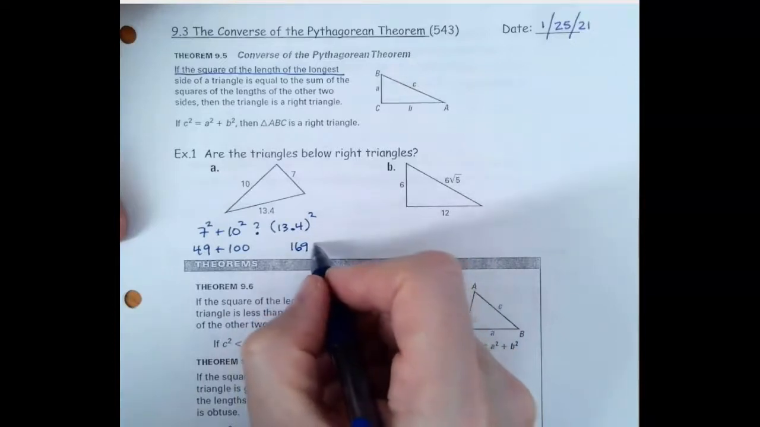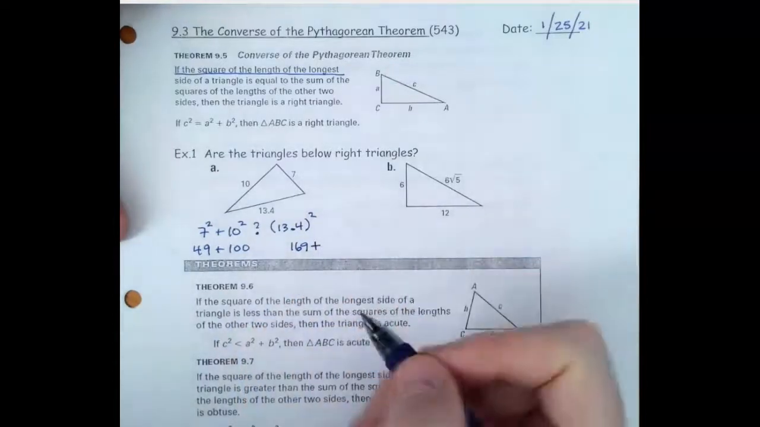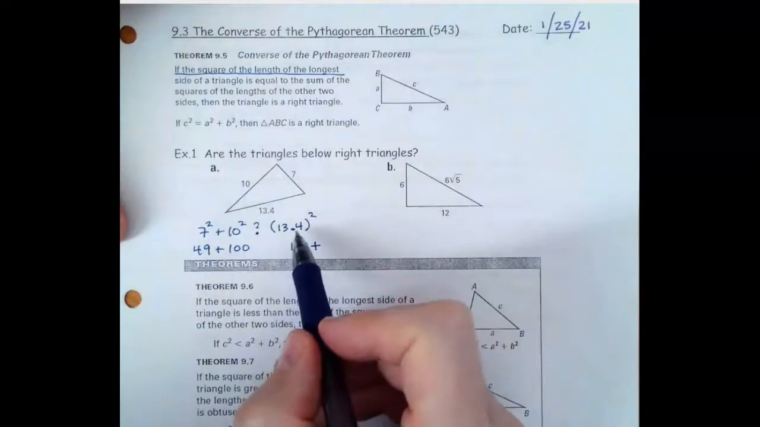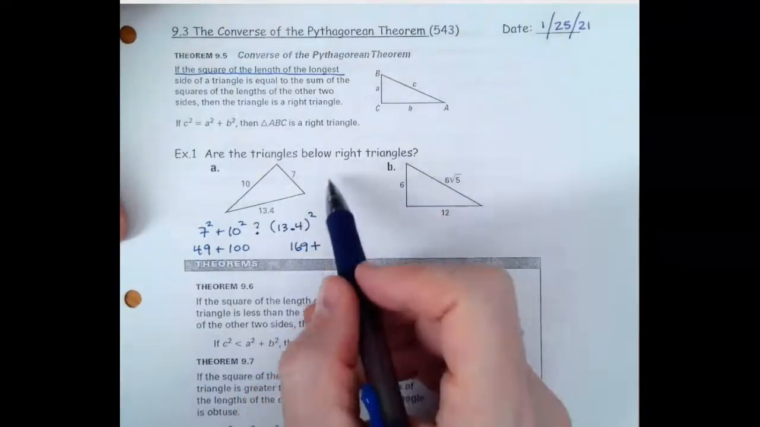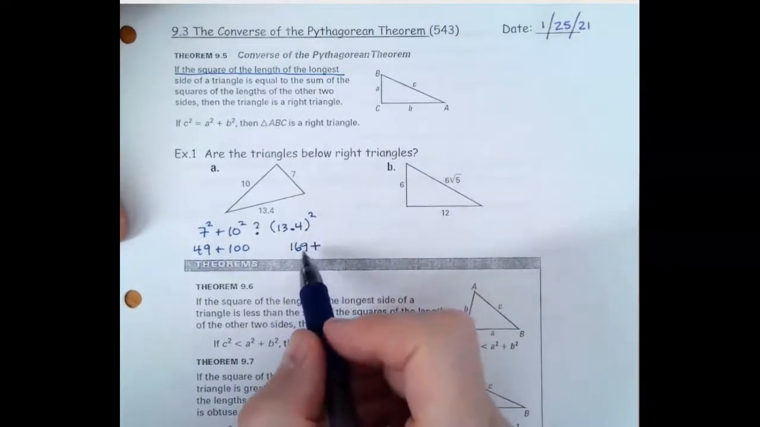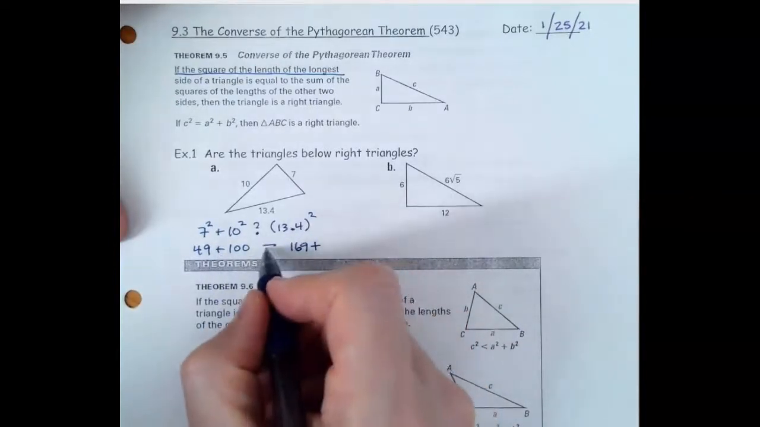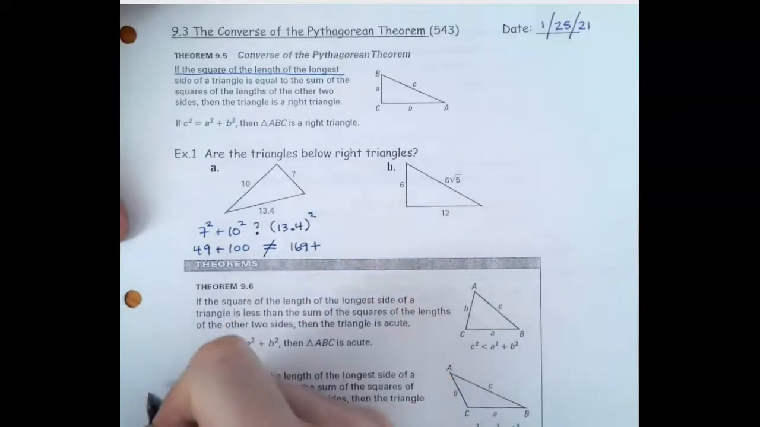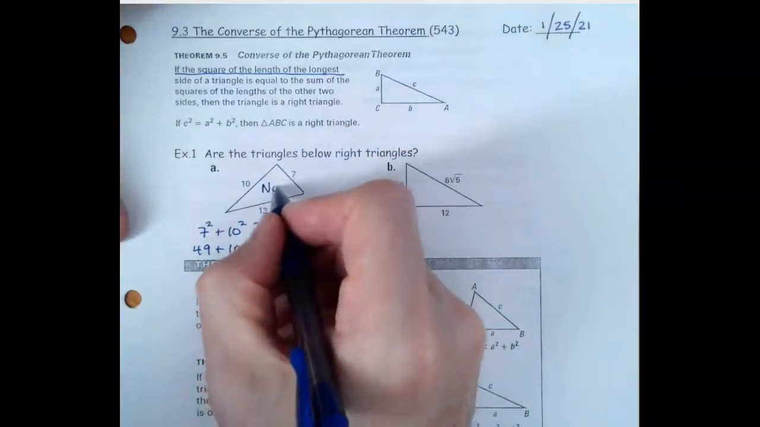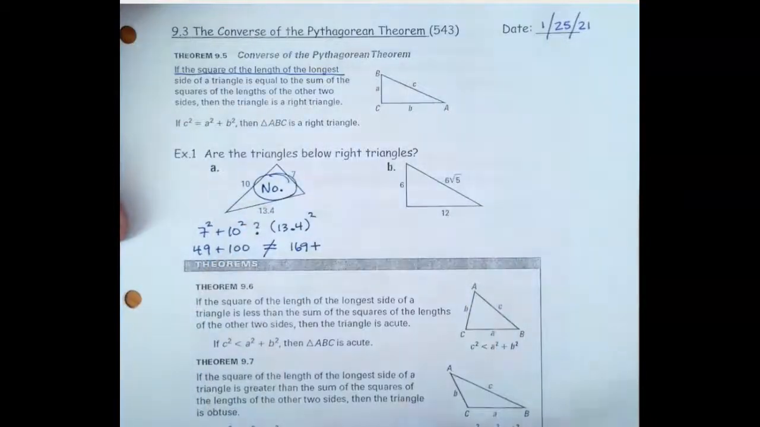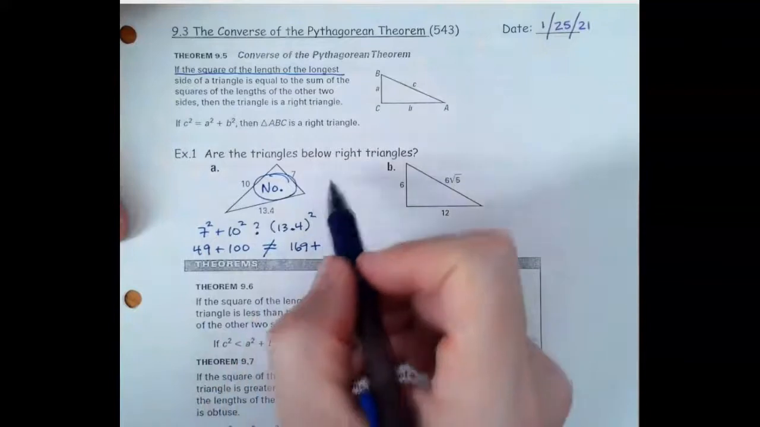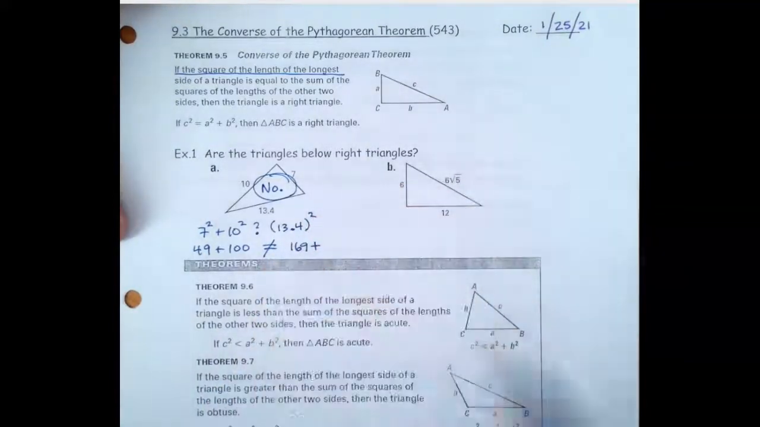So this is going to be more, 169 plus, because we also have this 0.4 that's being squared as part of it. I don't want to write all that out because I can see that 169 is more than 149. So those are definitely not going to be equal to each other. So no, this is not a right triangle. Okay, so hopefully you understand what I'm saying there. We literally could, if you want to, put 13.4 times 13.4 and see what happens, but it's up to you.